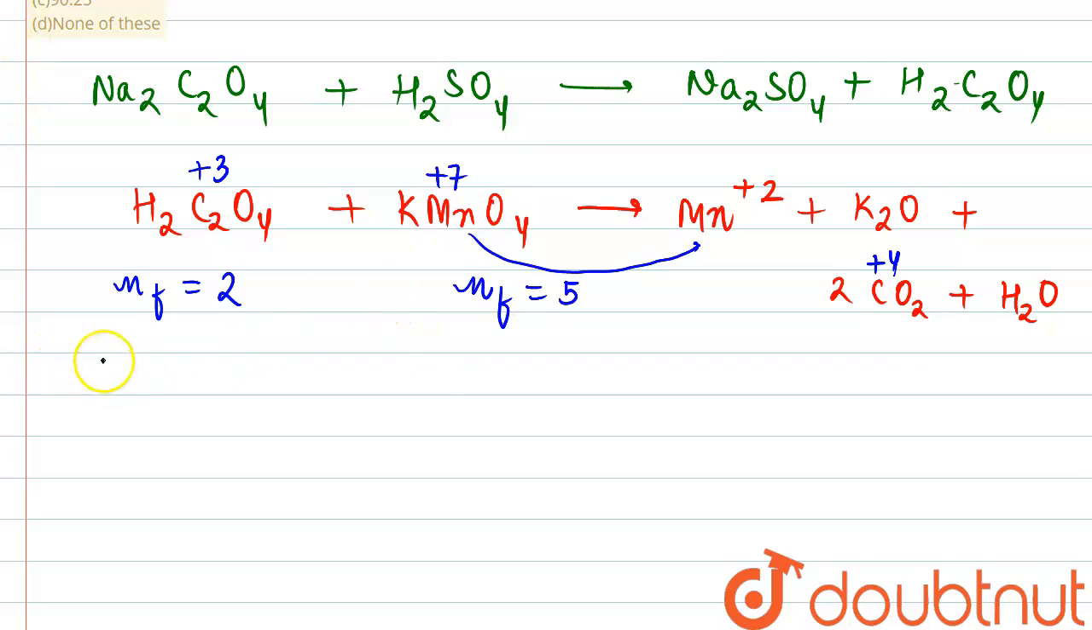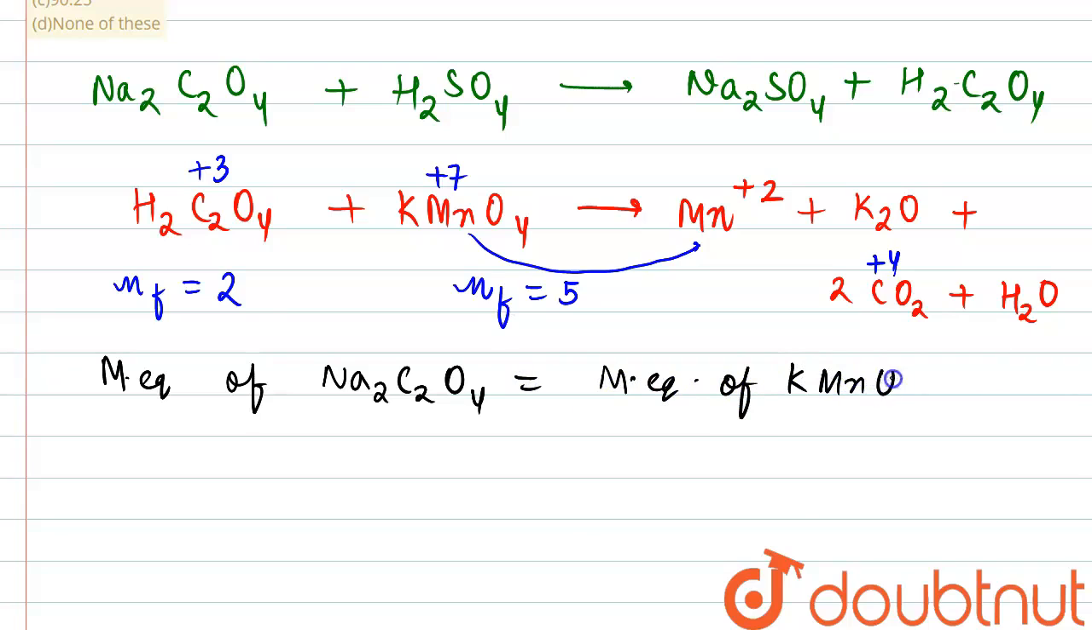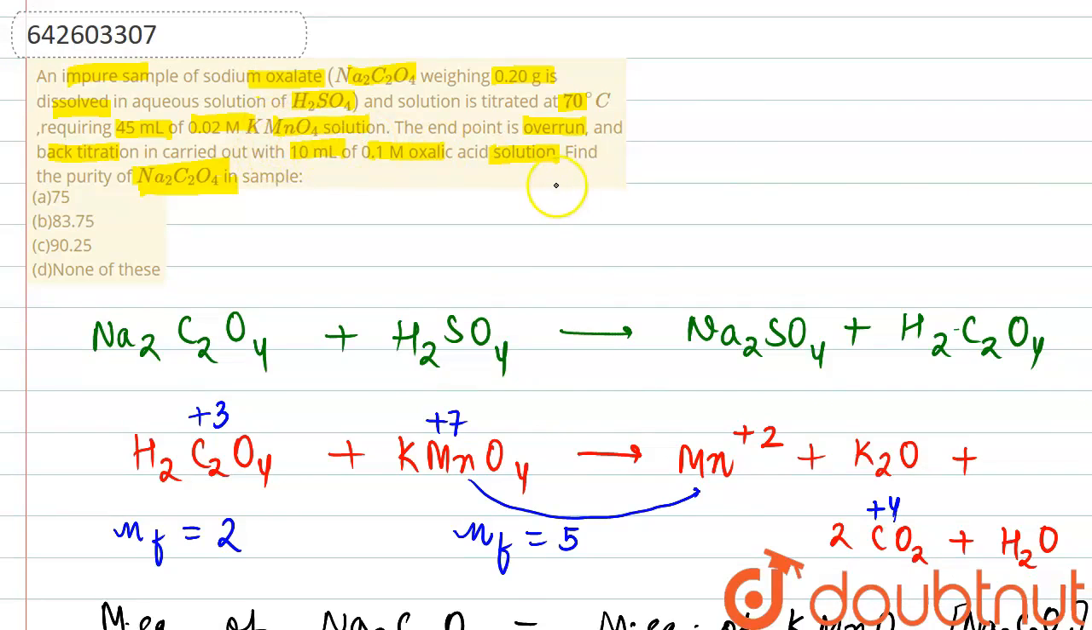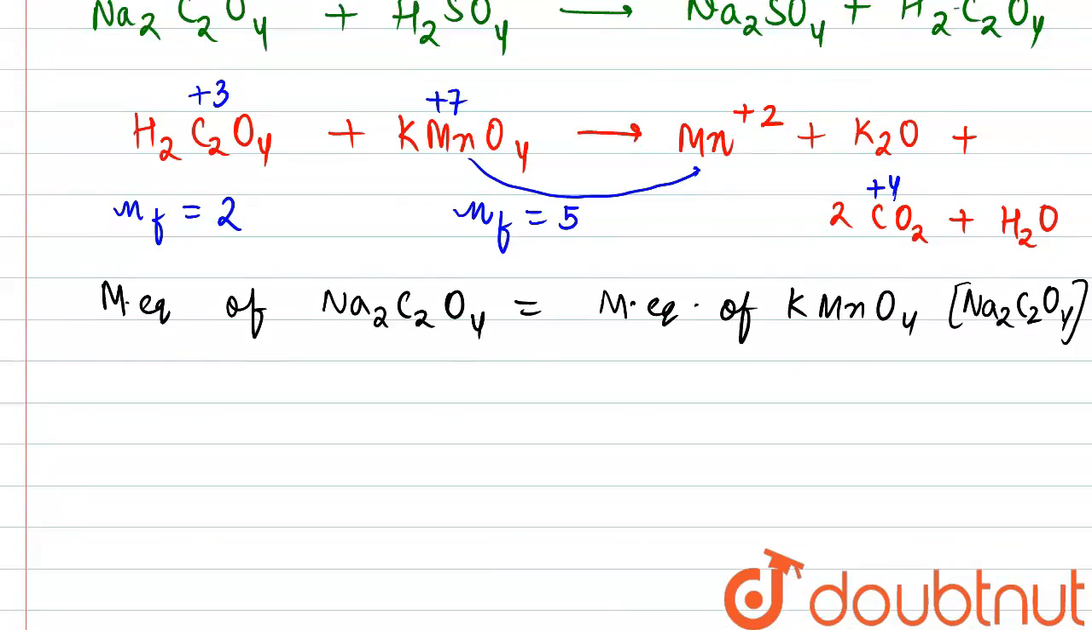Now we simply use the concept that the milli equivalent of Na2C2O4 will be equal to that of the KMnO4. Here this KMnO4 is used for the Na2C2O4. So what will happen if we substitute the values here? It is also given in the question that the endpoint is overrun. So on the back titration, 10 ml of 0.1 molar oxalic acid solution has been used, so we need to subtract this amount also for the back titration.